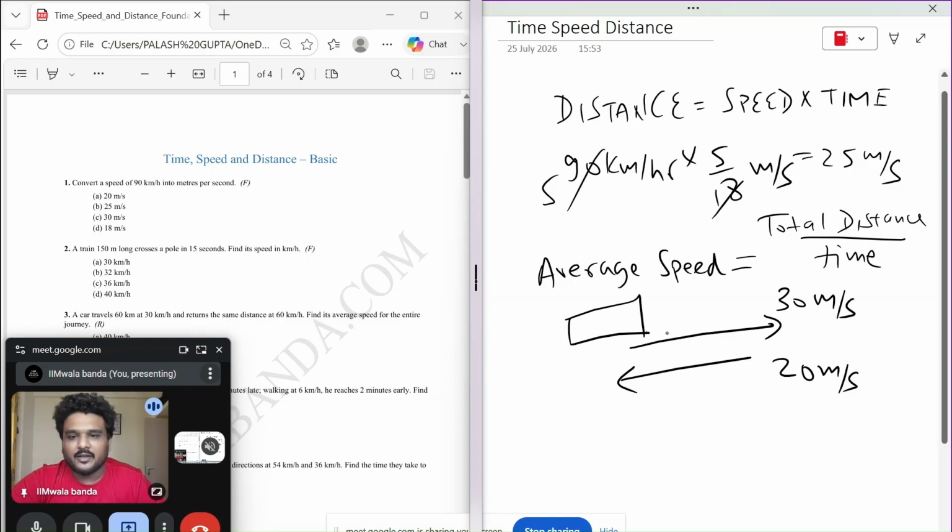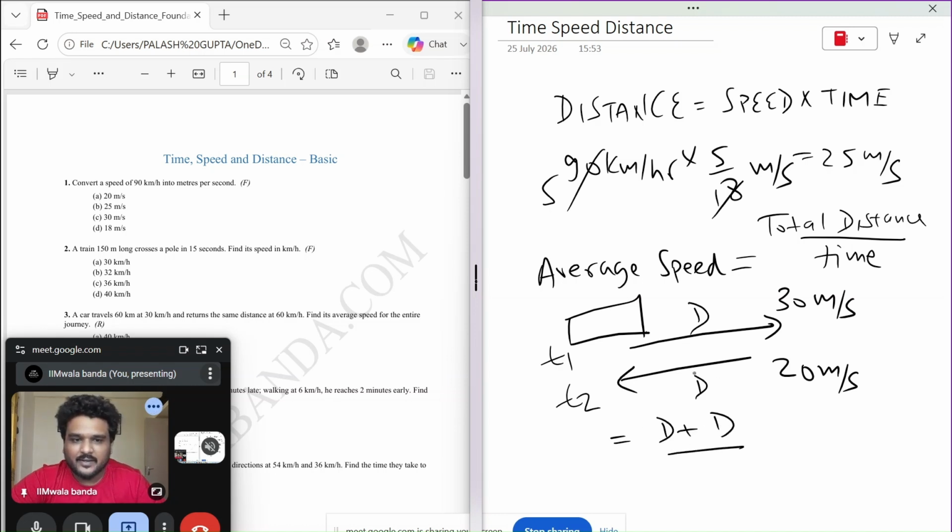Now that we are unaware of the distance, let's assume it to be d. And what will be the total time? So let's say T1 time it takes in going and T2 time it takes in coming. So average speed will be total distance, which is D plus D, upon total time T1 plus T2. Also, if we talk about T1 time, can I say it will be distance upon the speed that it had while going, because the time is basically distance upon speed. And similarly, while coming, it is d upon 20.